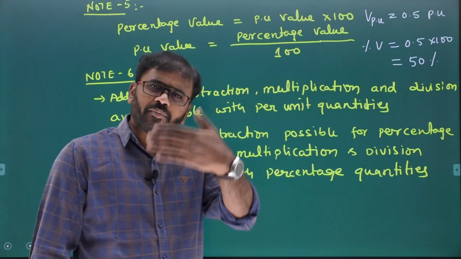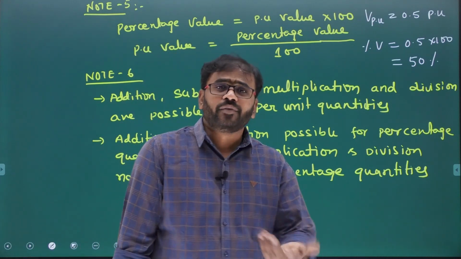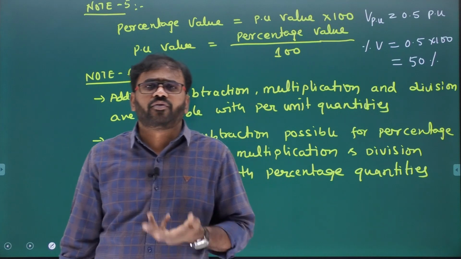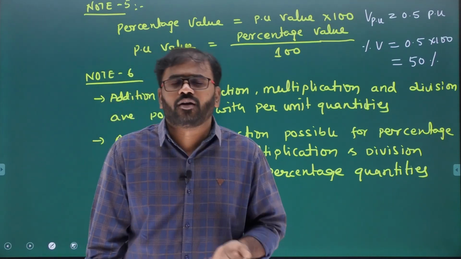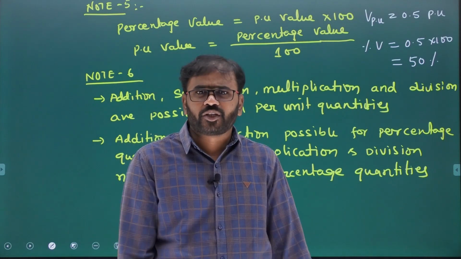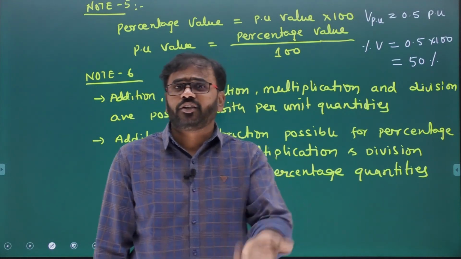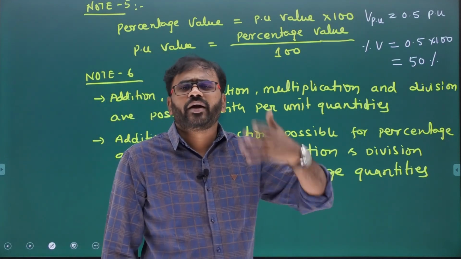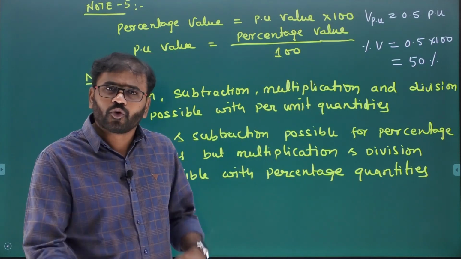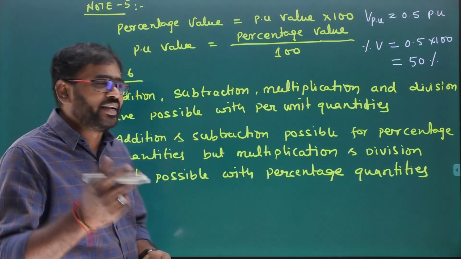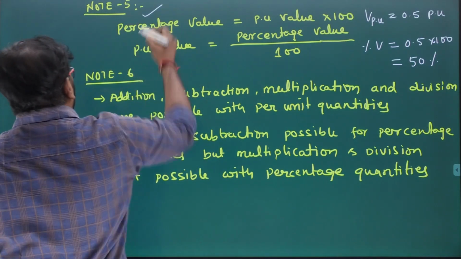Generally, the machine data will be given like this: the subtransient, transient and steady state reactances of an 11 kV, 100 MVA generator are 10%, 50% and 110% respectively. That means percentage values are given, but generally we solve with what? Per unit values. So you divide the percentage value by 100 before doing any calculations, so that we get a per unit value. That is the idea. Okay, so this formula is also very important.